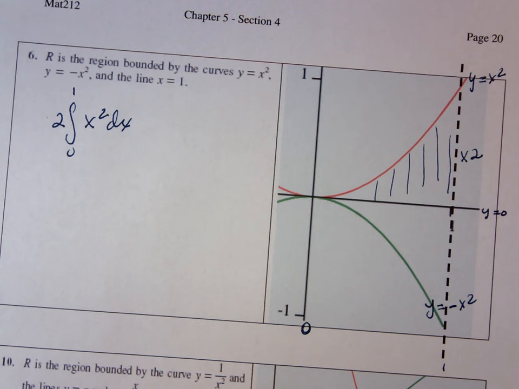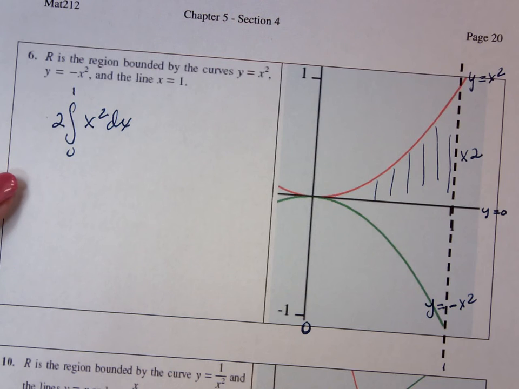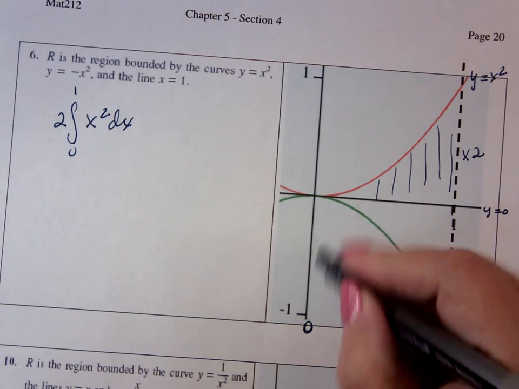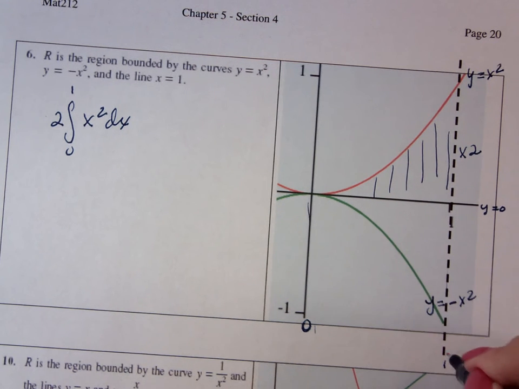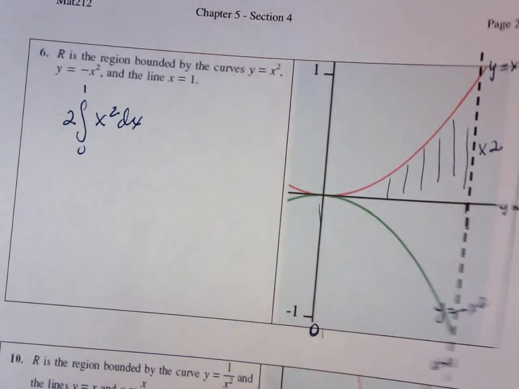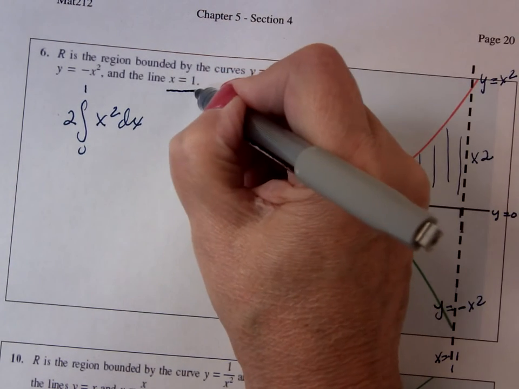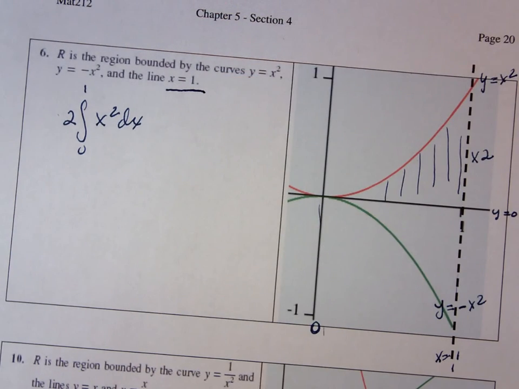So we go from 0 now, from -1? No, -1. It's always going to go from 0 to 1 because it's bounded by the x values. So this is x equals 0. This is the line x equals 1, because they told me that it's the line x equals 1.